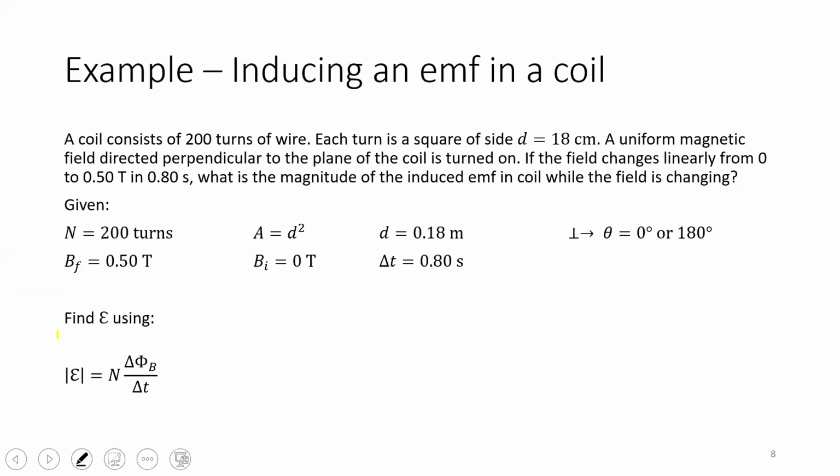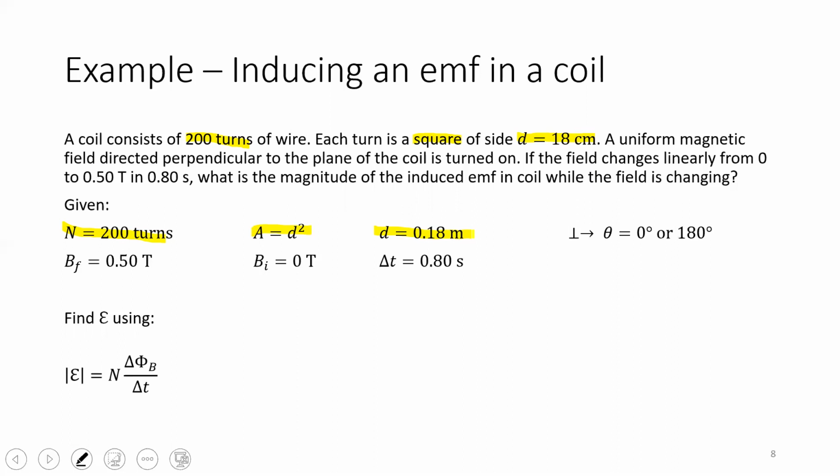So we're going to grab all these things. We've got 200 turns of wire, so we're given n equals 200 turns. We have that the turns are a square, so the area is going to be given by an equation like A equals the side squared. The side length is 18 centimeters, so I'm going to convert that to meters when I write it down in my givens, so 0.18 meters.